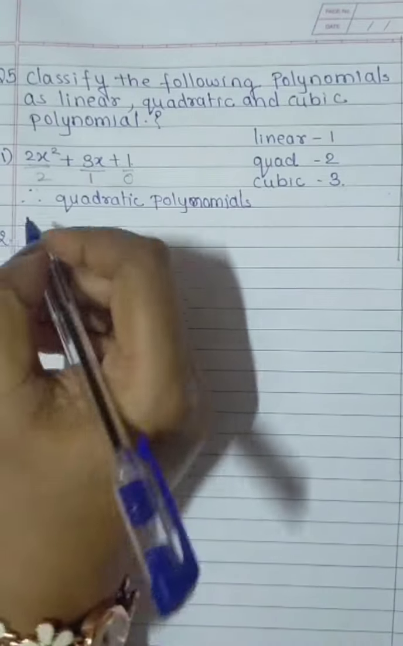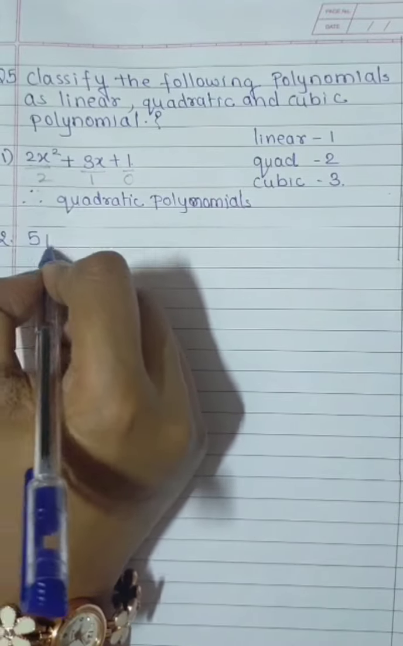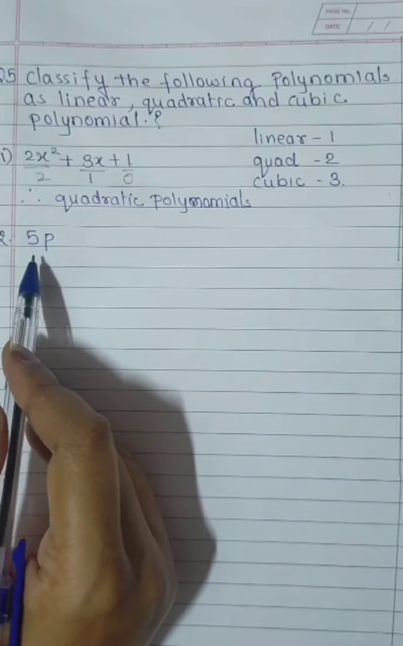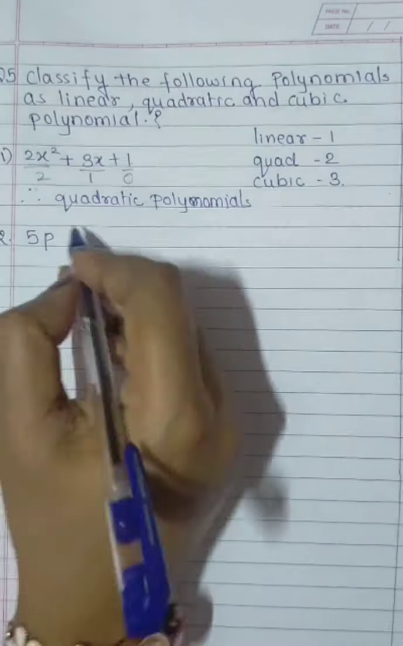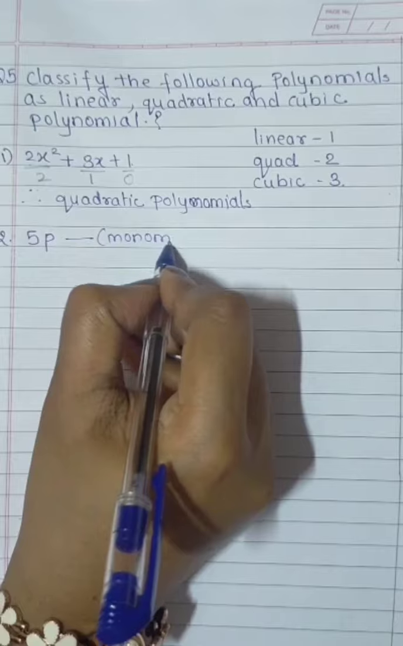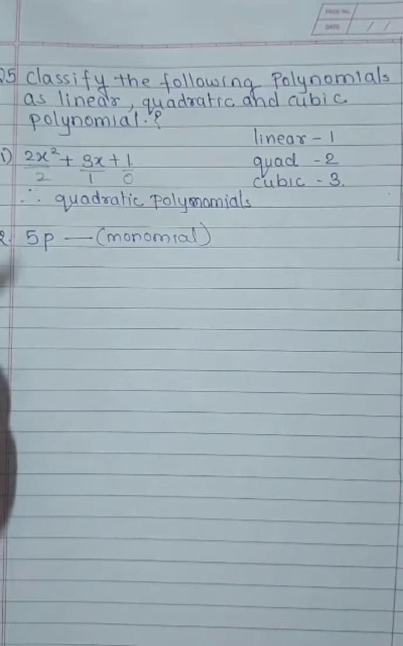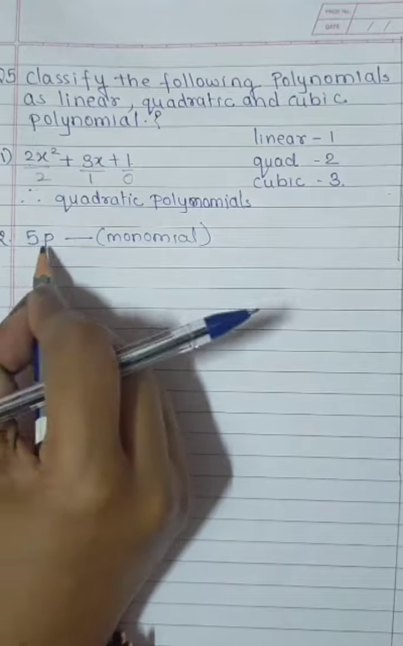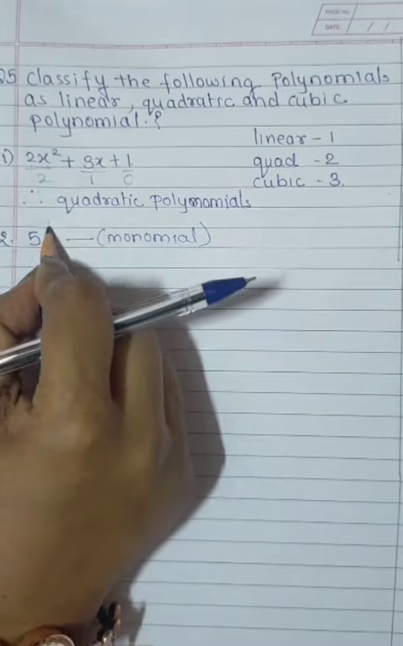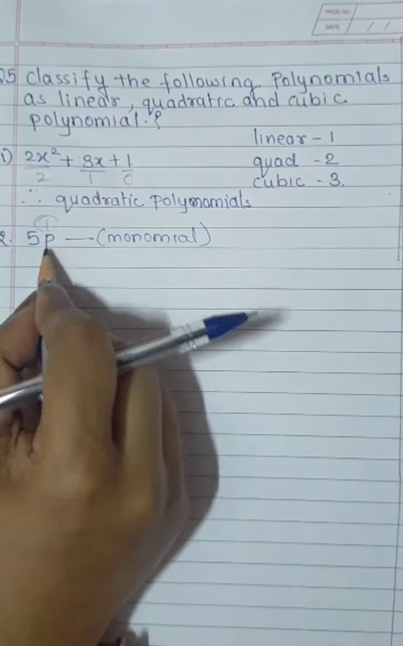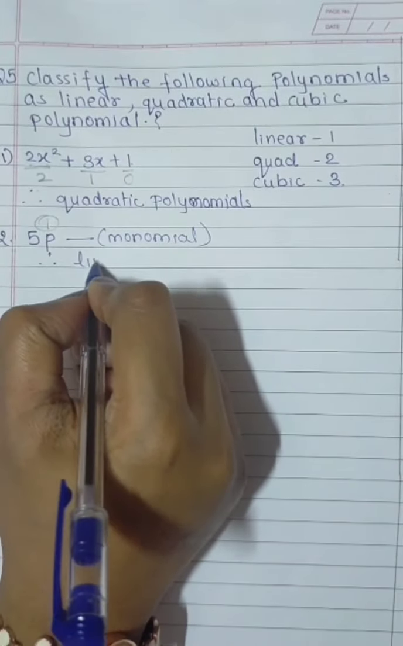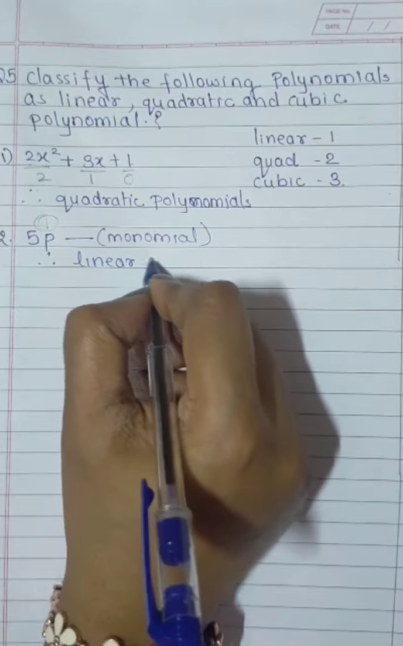Now second is what? The second equation given is 5p. After seeing this, it's one term, which means it's a monomial. This is called a monomial. And as you can see, p, the variable, has no degree written. If there is no degree, we will consider it as 1. Therefore it is a linear polynomial.